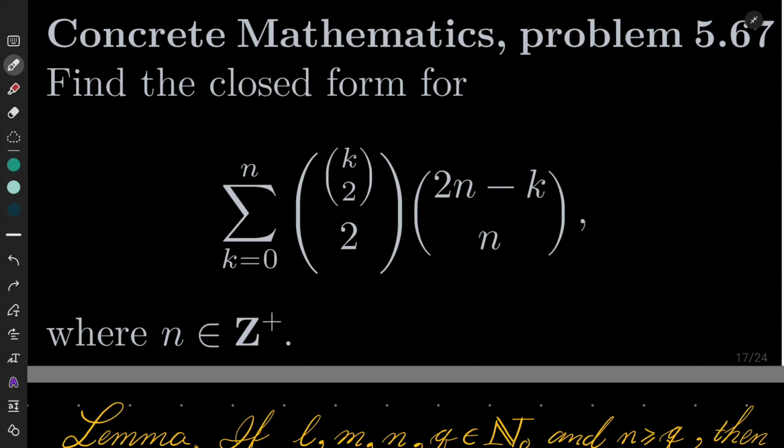Hello friends, in this video I would like to solve the following problem from the textbook Concrete Mathematics. It's problem number 67 from the 5th chapter. So we wish to find the closed form for this sum over k from k equals 0 to n of k choose 2 times 2n minus k choose n, where n is a positive integer.